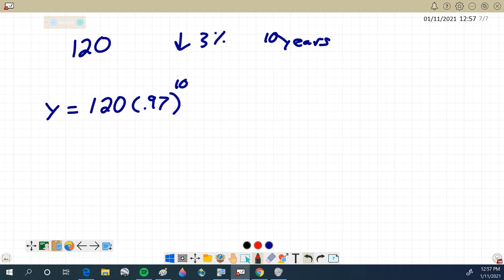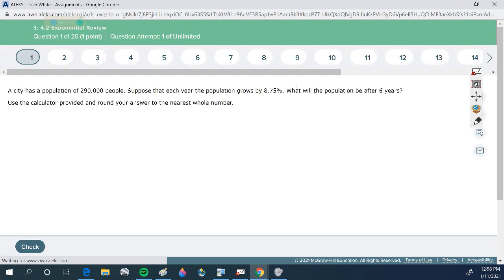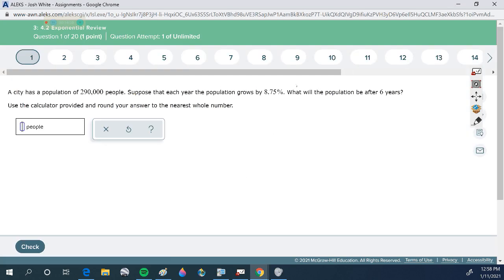Okay? Let me pull up your ALEKS assignment to show you what they'll look like. And there's just a couple more things you need to learn. Okay, here we go. So this first problem's pretty straightforward.